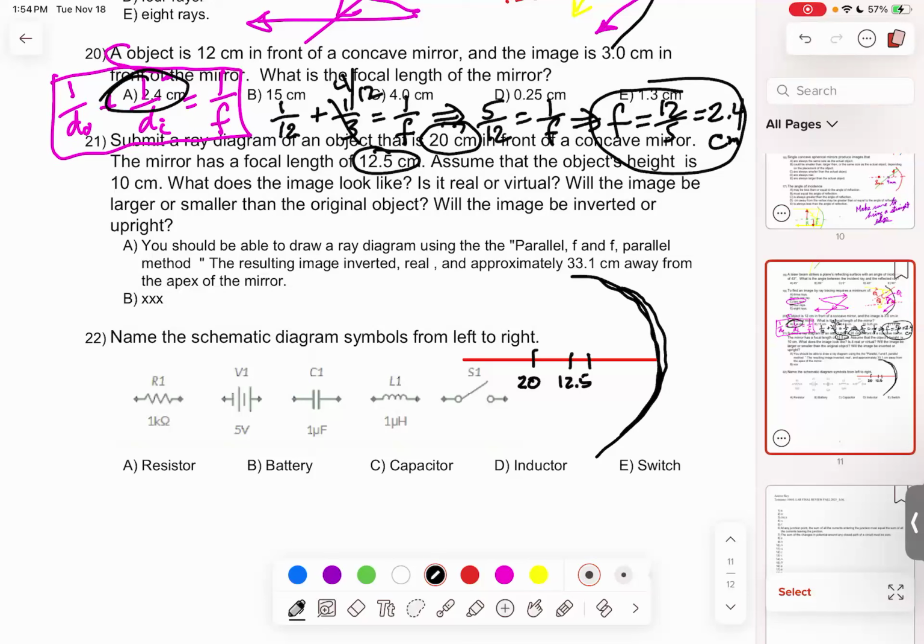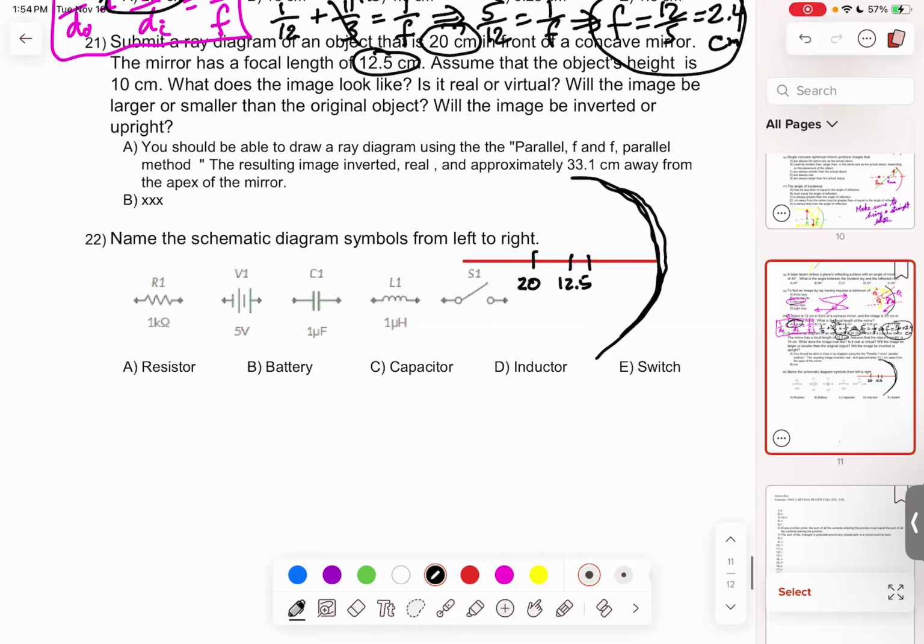And you should be able to create your array diagram based off of that. All right, number 22. It says to name the schematics. We've gone through all of these over the semester. The only one that looks a little bit different is this second one that is a battery.